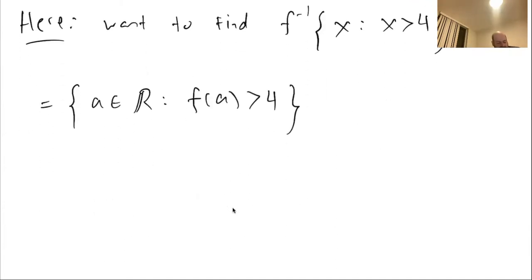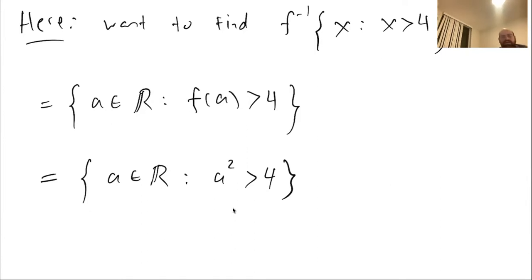f of a is bigger than 4 means what? What is f of x? f of x is x squared. So f of a means a squared. So we want to have a squared bigger than 4. And a squared bigger than 4, if you take the square root from both sides, the square root of a squared is the absolute value of a, bigger than 2.